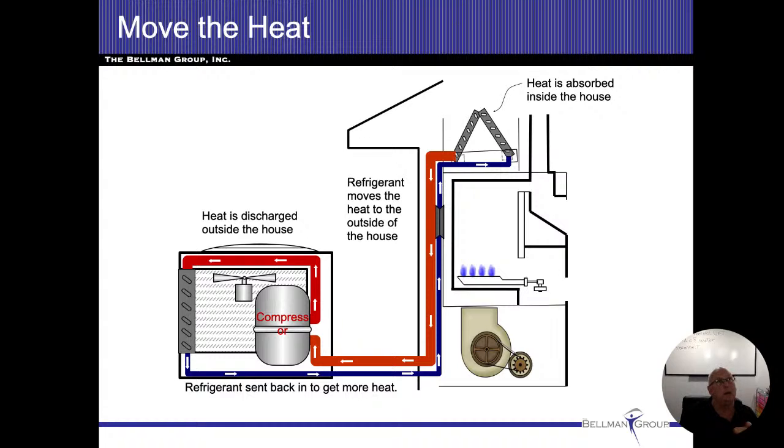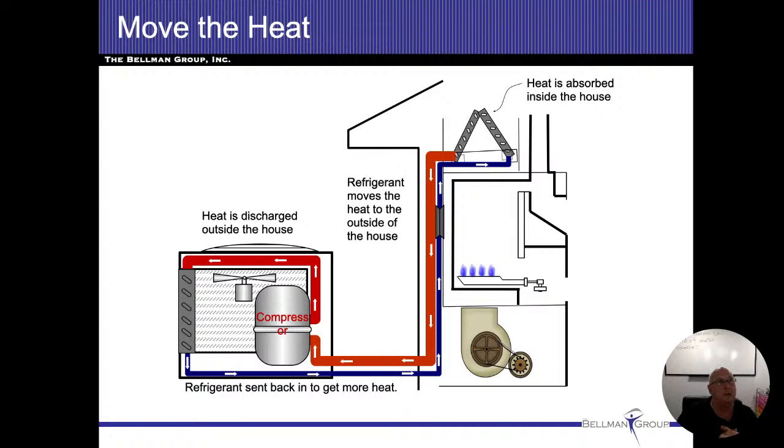So that liquid now is going to come back towards the house, and we're going to have something that's going to hold that pressure back, some sort of restricting valve that's going to be on there. When we restrict that liquid and only let a little bit in there, we significantly lower the pressure of that liquid. By lowering the pressure of that liquid, we're also lowering the temperature. So after we compress it, we're somewhere around 150 degrees. After we discharge heat, we're somewhere around 90 to 100 degrees.